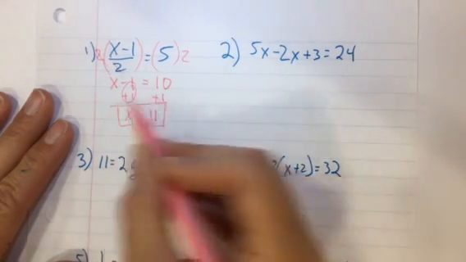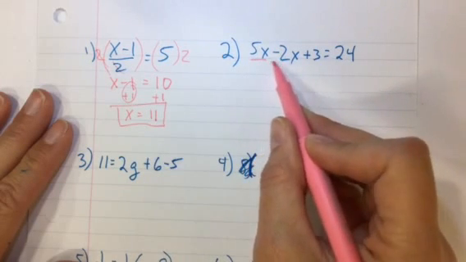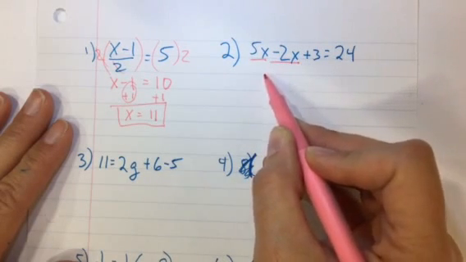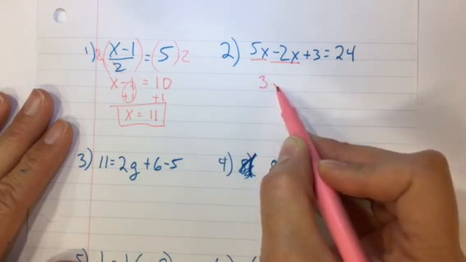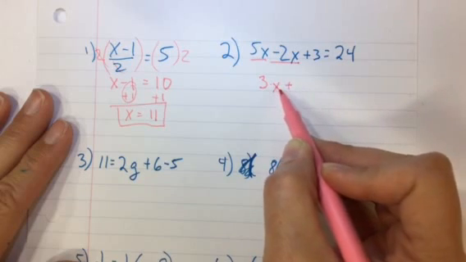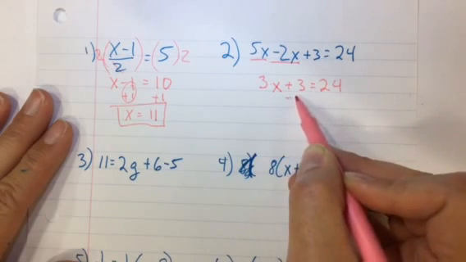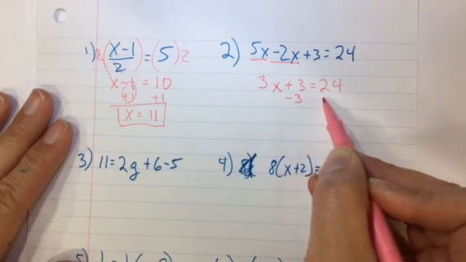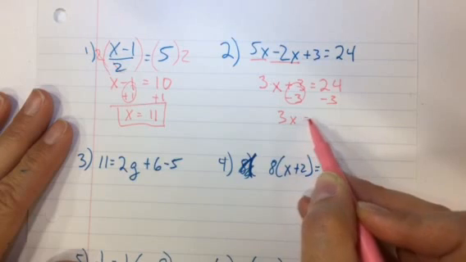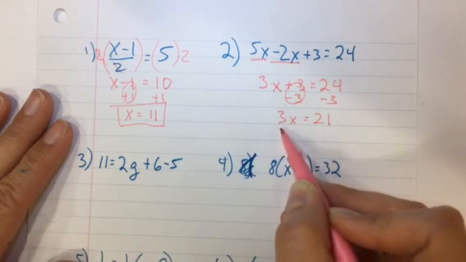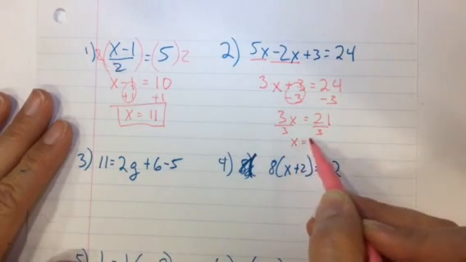Okay, box your answer. For number 2, we have to start with combining like terms. 5x and negative 2x are like terms, so we're going to combine them and get 3x. Carry down the equals 24. Zero the constant, and you have 3x equals 21. Then we divide both sides by 3 and get x is equal to 7.